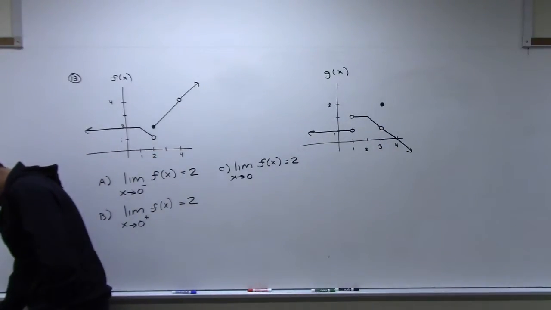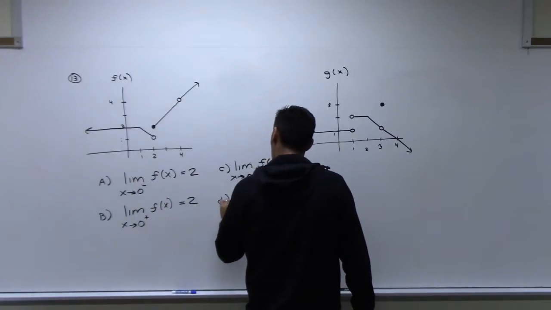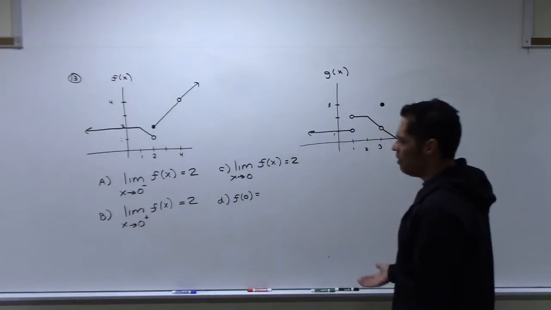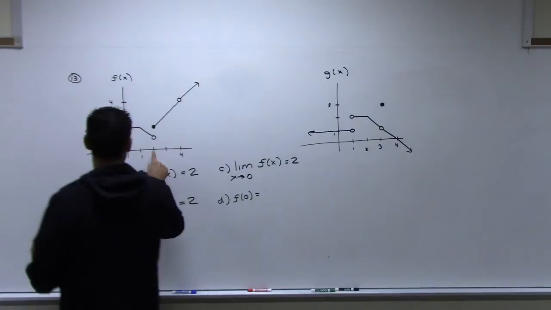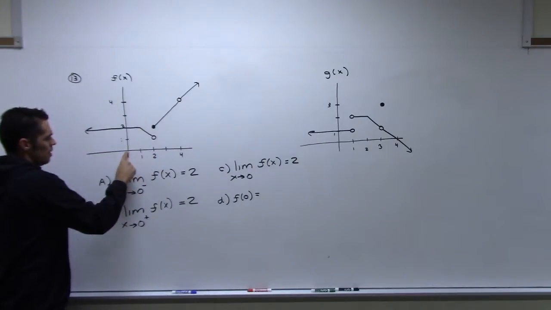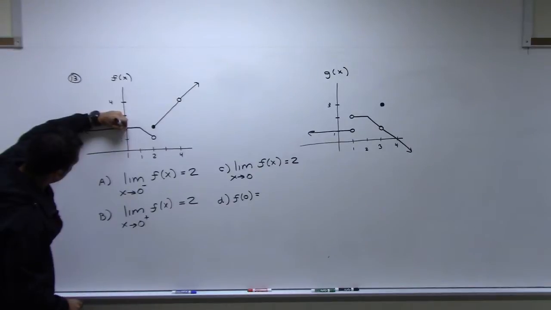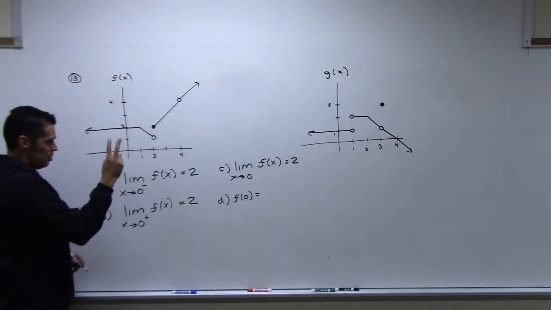Okay, part D asks, what's f of 0? So we're now looking at this more from the perspective of an algebra class. If you plug 0 into this function, is there a dot somewhere? So if we plug in 0, where's the function? It's right there. You can see since it's a solid line, that really means there's a dot there. And so the value of the function there is actually 2.